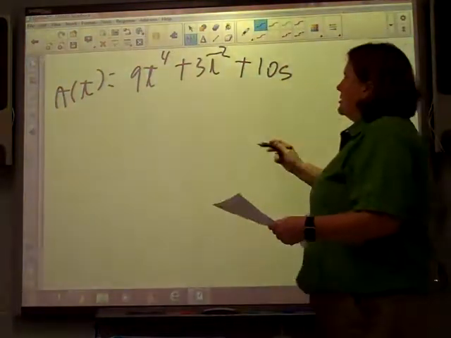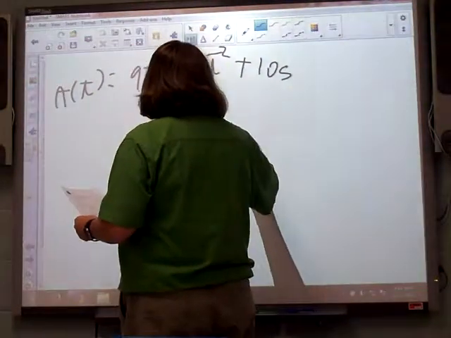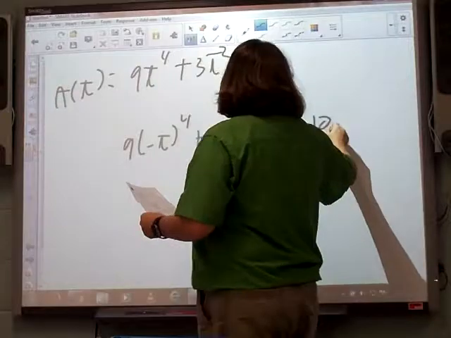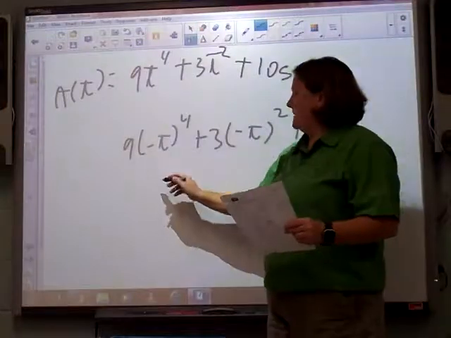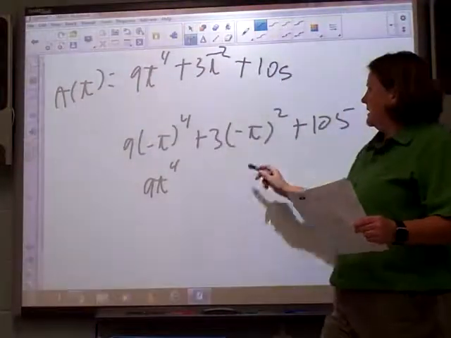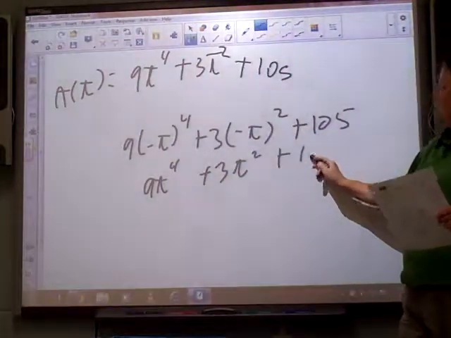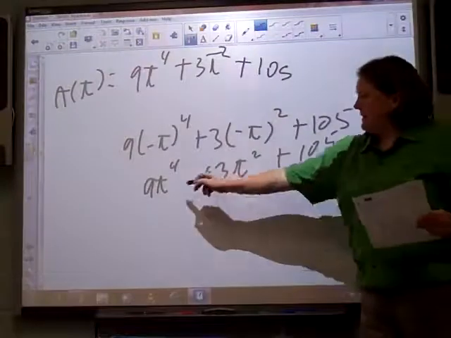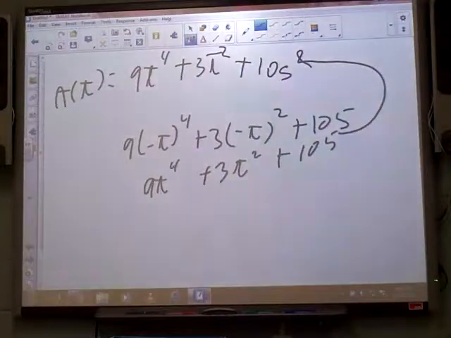So I'm going to turn all these to negative. I'll have 9 times negative t to the fourth plus 3 times negative t squared plus 105. Now, when we have a negative to the fourth power, that turns it back positive. So that would be the same as 9t to the fourth. A negative squared is a positive, so that's the same as 3t squared. And then 105 didn't change. So I'm comparing this to that. If they're exactly the same, it's even. If they're exactly opposite, it's odd. If it's just different, it's neither. So it is even. Very good.